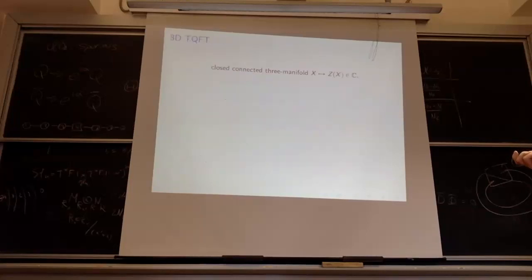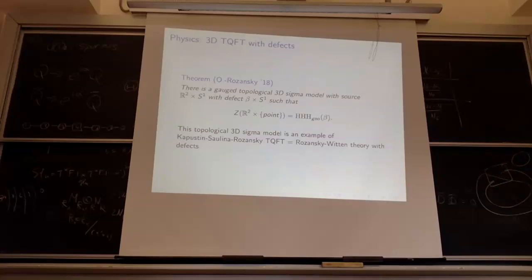Now we're going to the physics, since it's a physics thing. Let me try to explain what it has to do with physics, what Lev actually had in mind when he told me that it should be elementary. So that's his explanation, essentially. There is some kind of 3D sigma model with the source, you start with R2 times S1, and the defects in this theory would be our braid times S1. You will see a picture in a second, such that if you evaluate this partition function on the two-dimensional slice, R2 times a point, you get a vector space, and this vector space would be exactly this triply graded homology. This is a topological 3D sigma model, and it's an example of the Kapustin-Rozansky TQFT, which is Rozansky-Witten theory with defects, about which I will say a few words.